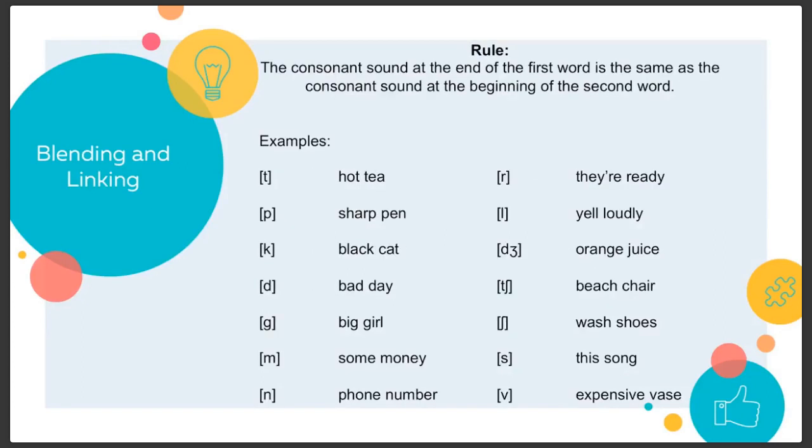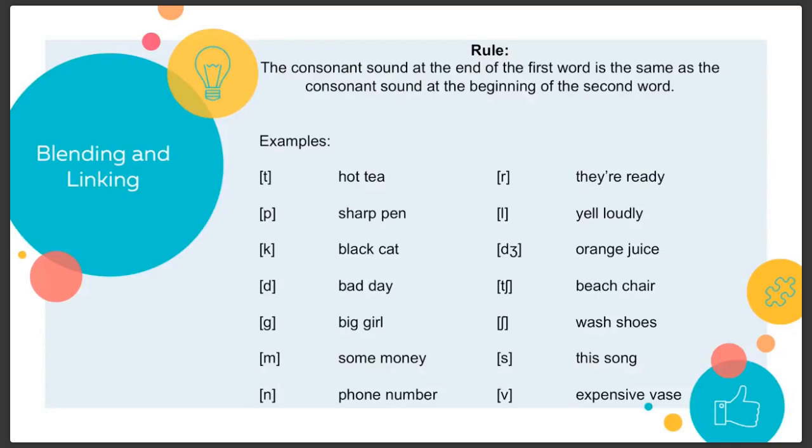Next, let's look at another rule for blending and linking. The consonant sound at the end of the first word is the same as the consonant sound at the beginning of the second word. In this case, when both of them are the same, then they become like one sound. We don't say them twice, we say them once, and they blend. So with a T sound, for example, hot tea. Do you hear it? It's not "hot tea." That would sound very unnatural. Instead, it's "hot tea." We say hot tea, hot tea.